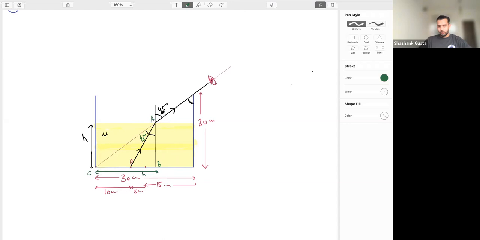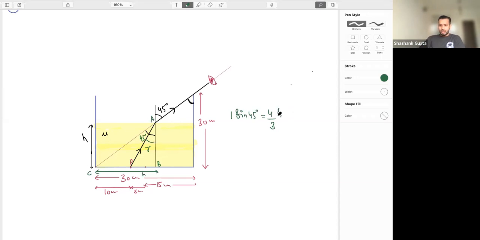Second thing, let's apply Snell's law. This is 45, this is my I, and this is, let's say, my R. So 1 sine 45, applying Snell's law, is equal to mu sine R. Is mu given to us? Actually, mu is not given, but they are saying that it is water. So the water refractive index is actually 4 by 3. We should know this.